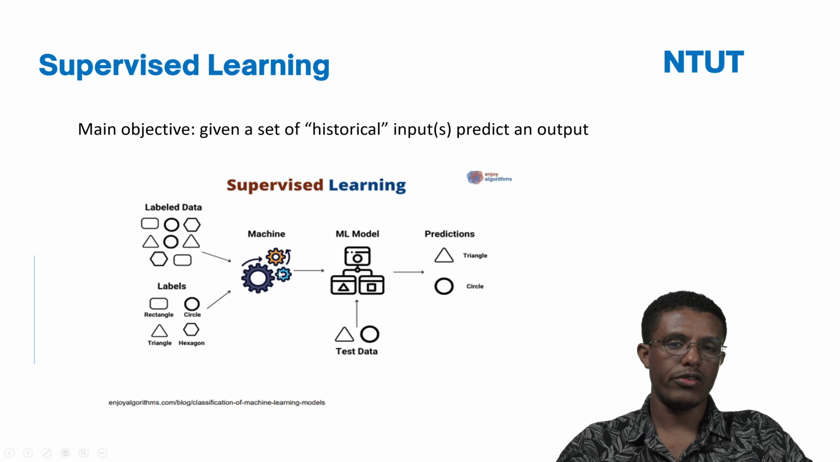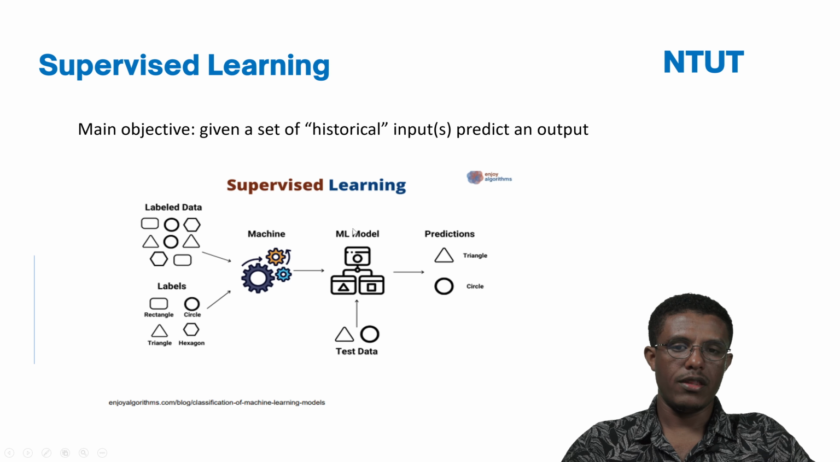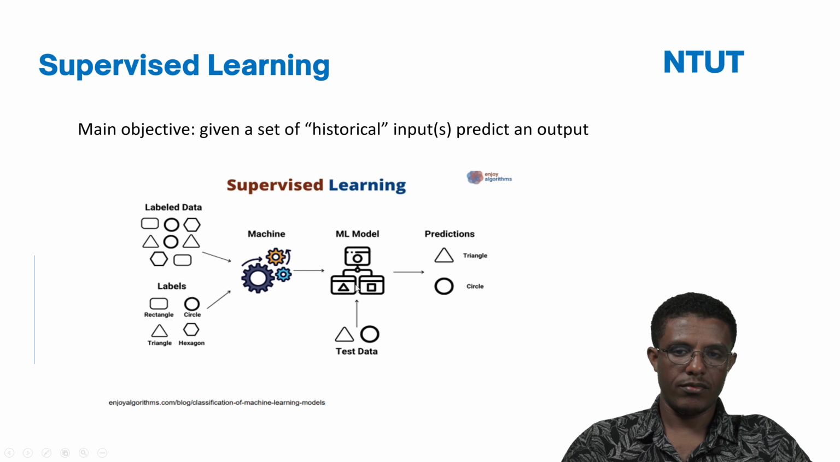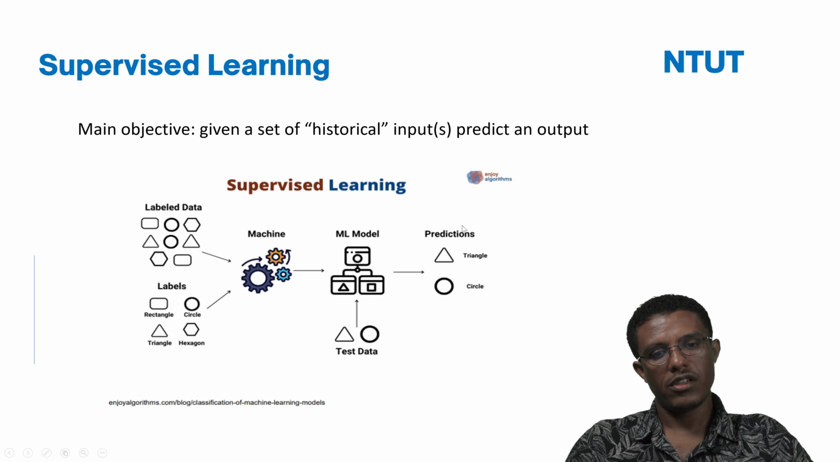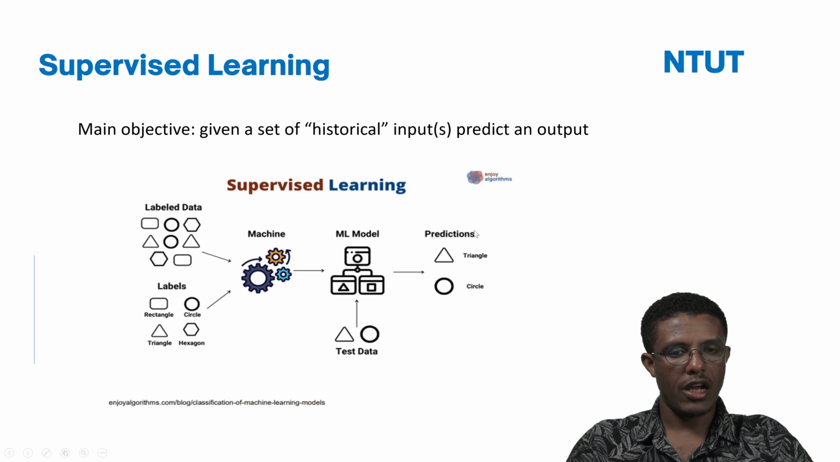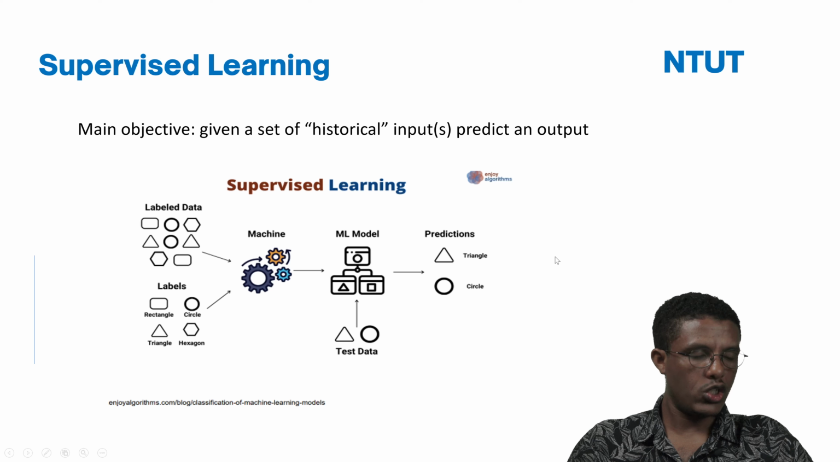So this is the machine learning algorithm, and then there is a machine learning model here. Then we have trained the machine based on this data, and finally the model says that this one is a triangle and this one is a circle. Once the model is trained well and accurately, it shows the model accurately predicts each shape.